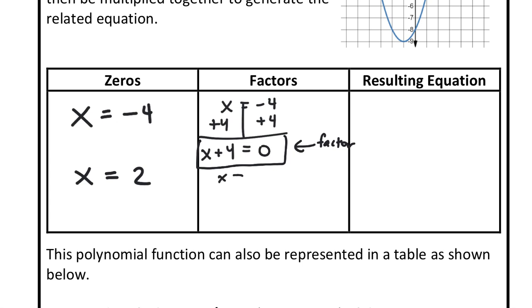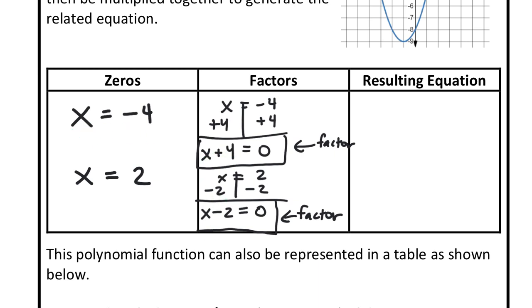Okay, then we're going to do the same thing with the 2. So I have x equals 2. What's the opposite of a +2? -2. So we're going to end up with x minus 2 on the left. Bring down the equal sign. What's 2 minus 2? 0. So this is my second factor. Okay, so I have two factors here.